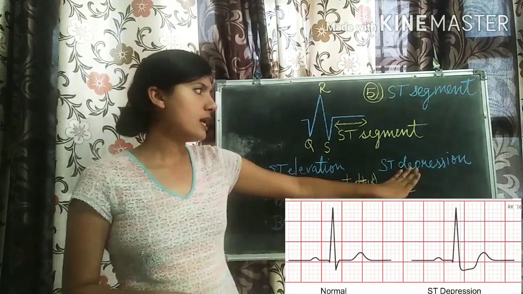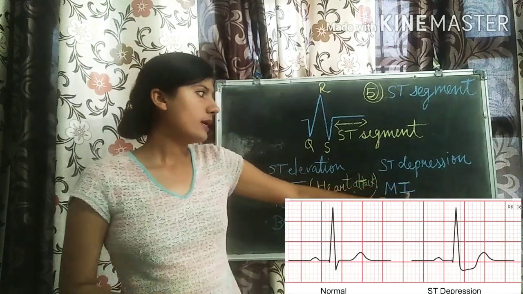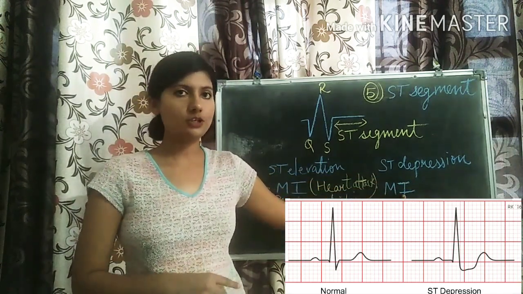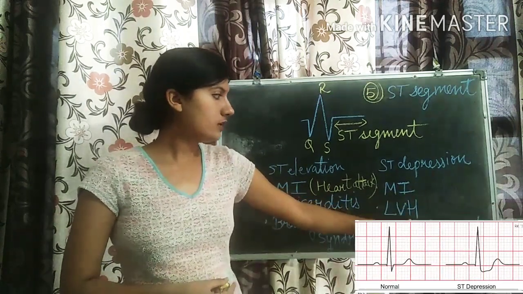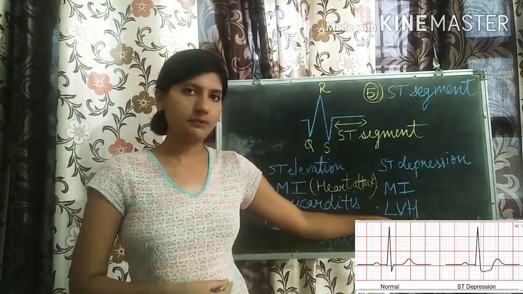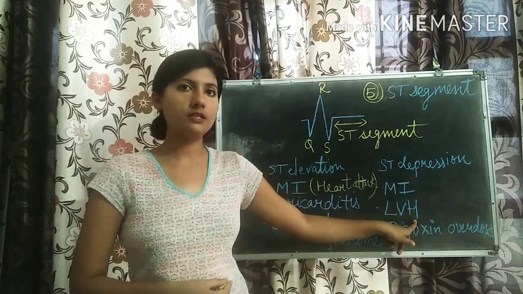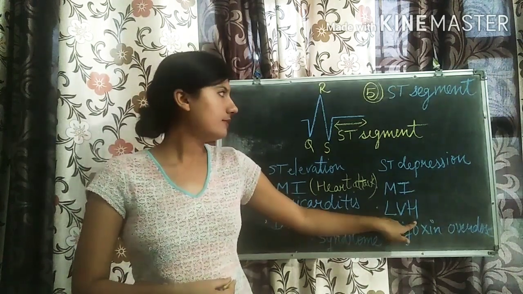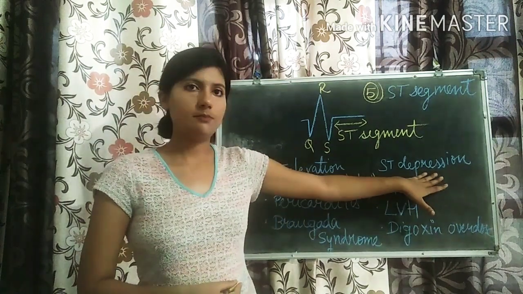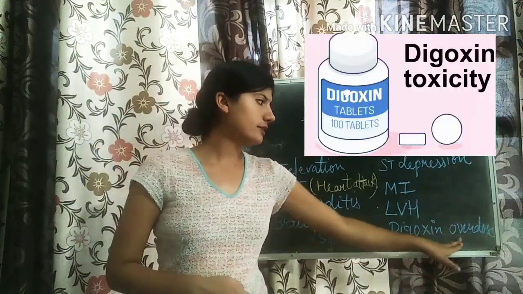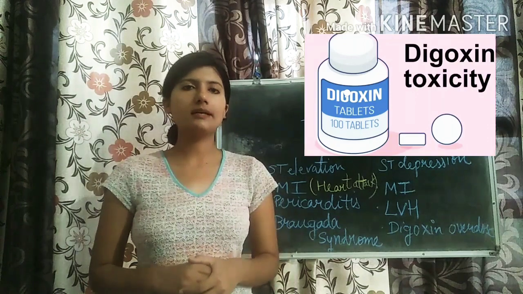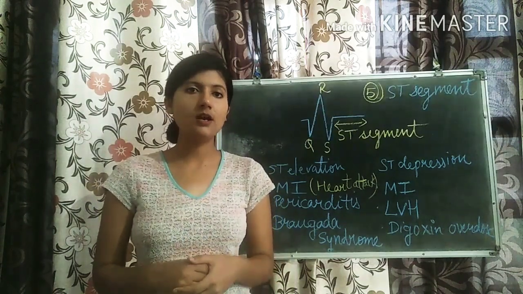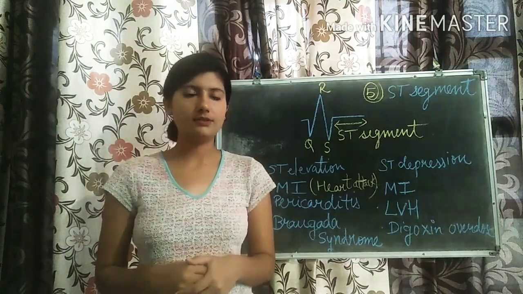Next, talking about the ST depression. Here, in case of myocardial infarction, ST depression or elevation can be there. Next, left ventricular hypertrophy. If there is hypertrophy, or increased muscle mass, or thickening of the walls of the ventricles, that can result in ST depression. And third is digoxin overdose. Digoxin is a drug that is used to treat different heart conditions like atrial fibrillation, flutter, or heart failure, etc.